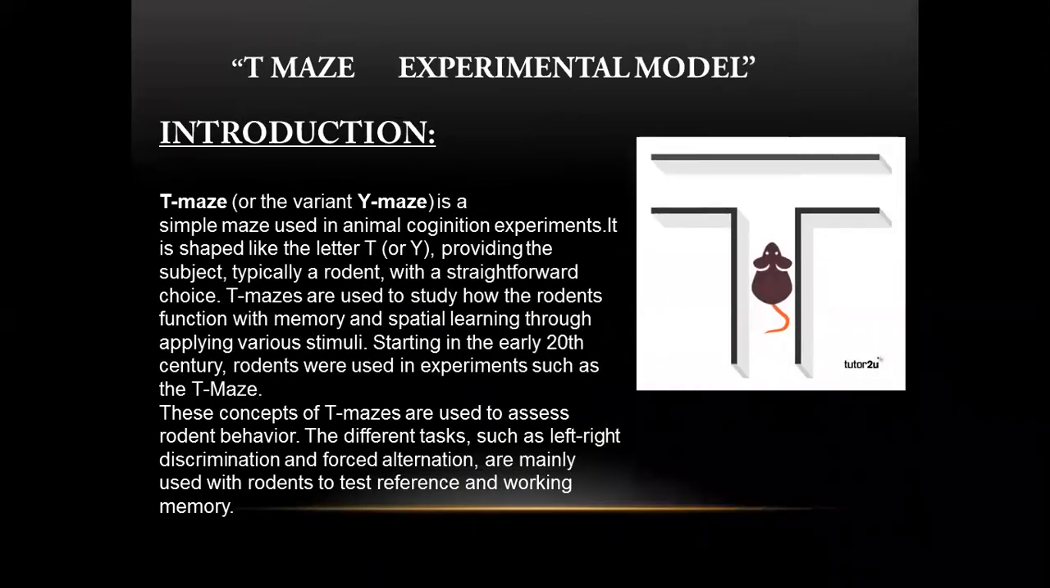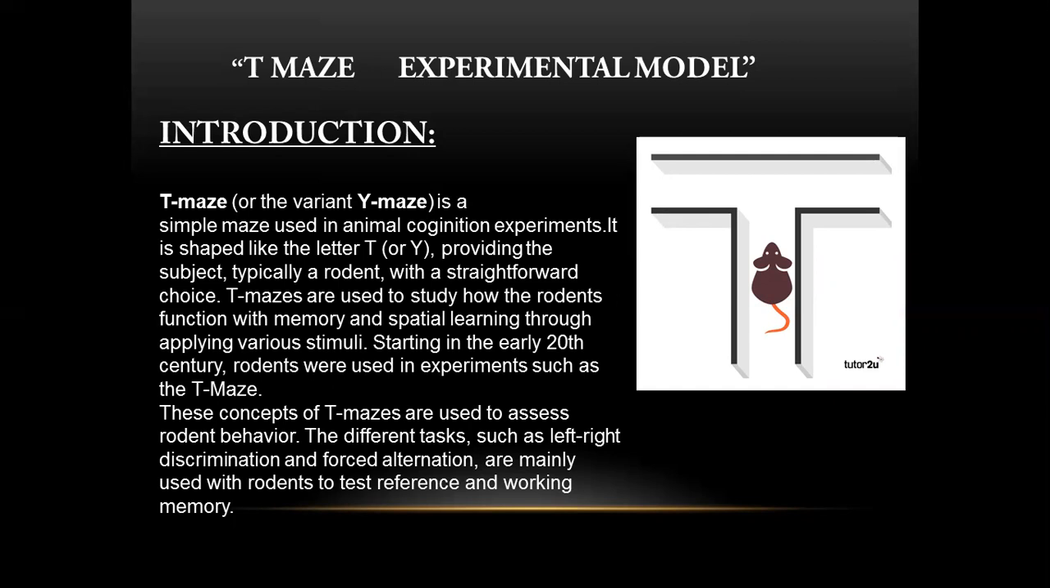First of all, we should know the T-maze experimental model. What is a T-maze? A T-maze is a simple maze used in animal cognition experiments. It is shaped like the letter T, providing the subject, typically a rodent or mice, with a straightforward choice, like moving towards the left side or the right side. T-mazes are used to study how rodents function with memory and spatial learning through applying various stimuli.